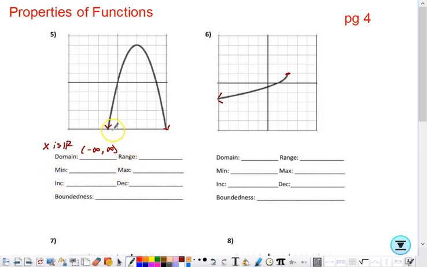The range, I notice our graph goes down forever. And let me label this point. This is at 2, 4. So the range, we start at negative infinity, and the y values stop up here at 4, but including 4, so I use a square bracket.